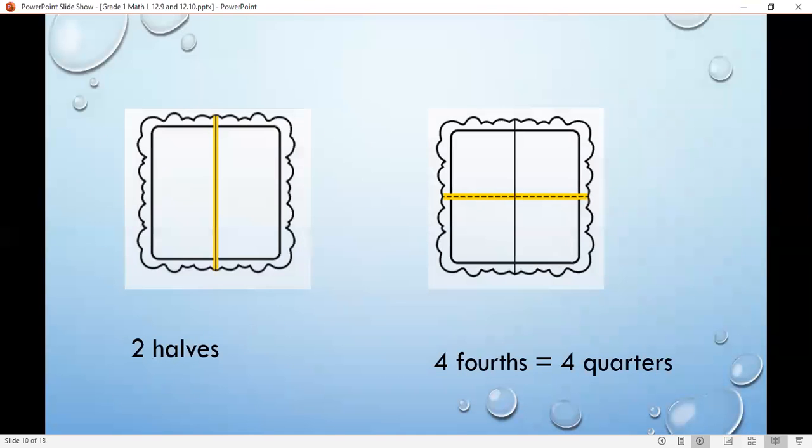Let's see. What do we have here? We have a sandwich, and we have to cut the sandwich into equal shares. How can we do this? First, look at this picture here on the left side. We can cut the sandwich into halves. How many? 2 halves. 1 half and the second half.